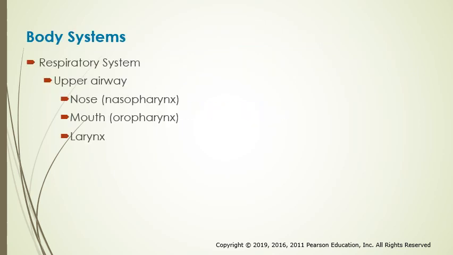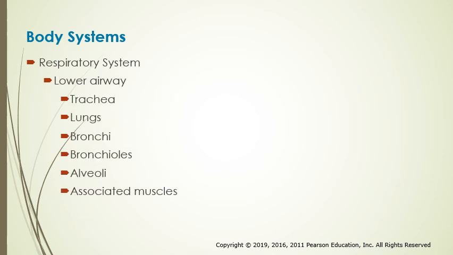Body systems. The body has multiple systems that operate together to maintain homeostasis, which is normal function. We've got a respiratory system, which consists of your upper airway, which is your nose, your mouth, and your larynx. The pharynx is just an opening, a cavity, the space behind your nose and mouth, with the nasopharynx. The lower airway consists of the trachea, which is your windpipe, your lungs, your bronchi, bronchioles, alveoli, and associated muscles.